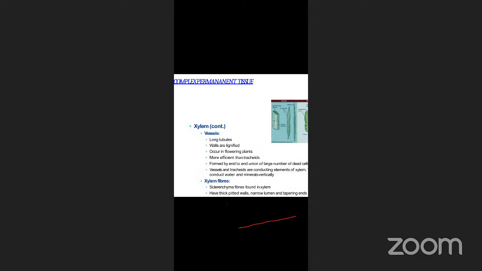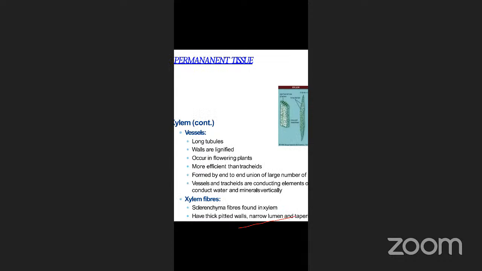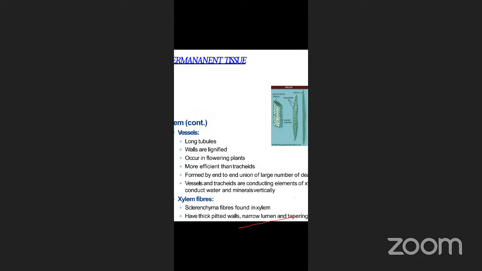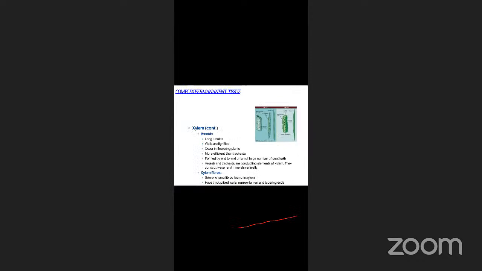Next, xylem fibers, beside the vessels. All these fibers are sclerenchyma fibers found in xylem. They have thick pitted walls, a narrow lumen, and open ends. The empty space in a fiber is called the lumen.